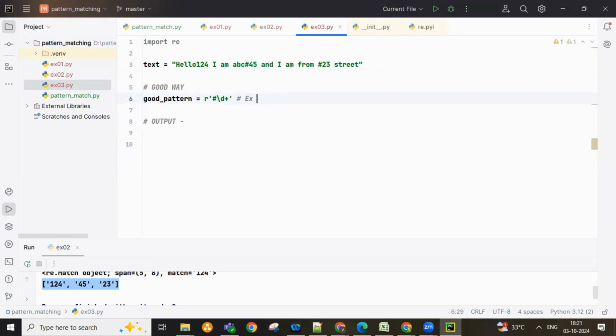Example, hash 45 matches, hash 23 matches. Guys, did you understand? So it matches with this, but it will not match with this. If you want to get the data, for example, you might be working on some application, but the application is giving some device information or some component information, presented with this kind of text.